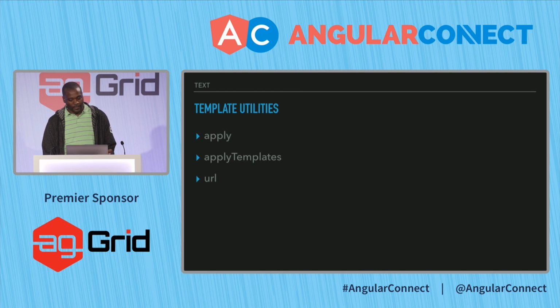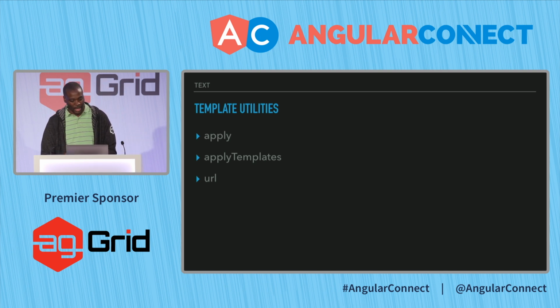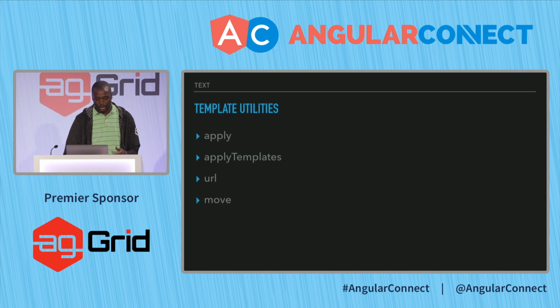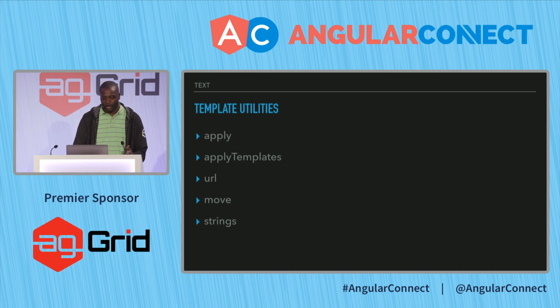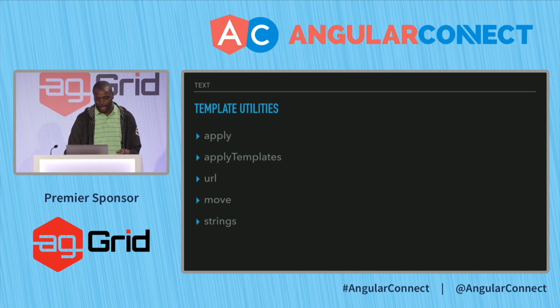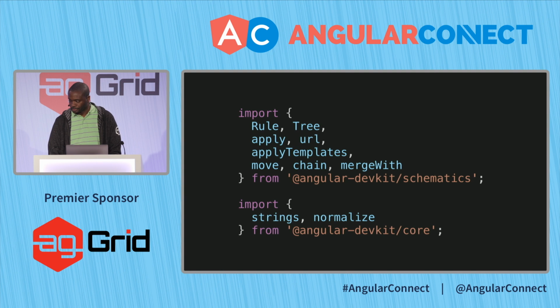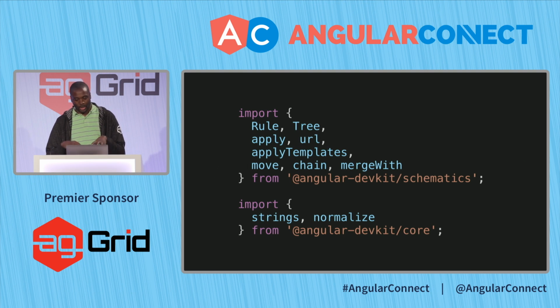Use URL is for loading in files, to move those from a staging area to their permanent location, because you can have files that are bundled with their schematics to use. And then there are string utilities to manipulate strings into many different cases, whether it be Pascal case, camel case, or title case, many of the different ones. These come from two main areas, the Angular Dev Kit schematics and the Angular Dev Kit core. So just a few imports that you use when you want to build these schematics.